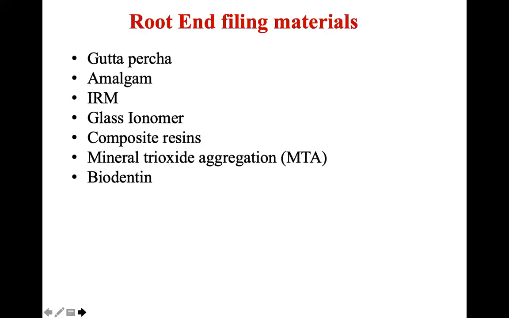Then, which are the common root end filling materials? As you know, gutta percha, amalgam, IRM, glass ionomer, composite resins. Mineral trioxide aggregate and biodentine are new materials which have come up and which are doing excellently. So almost all these other materials have been discarded by the dentist. So if the question is asked in the viva, do talk about MTA or biodentine.